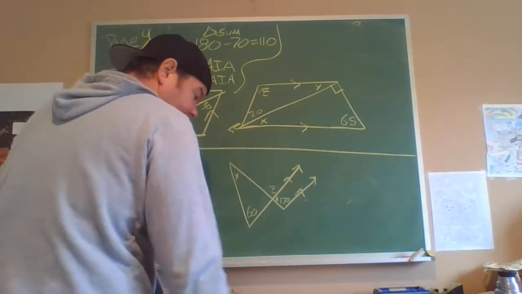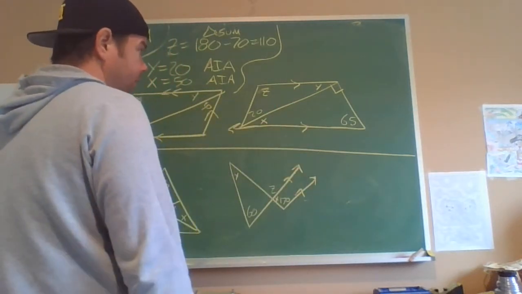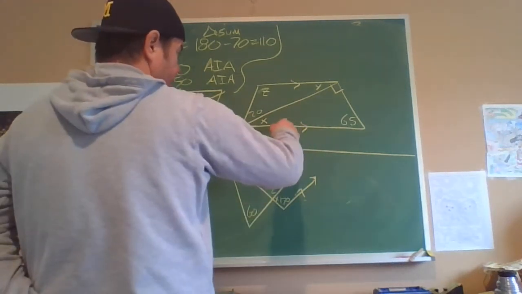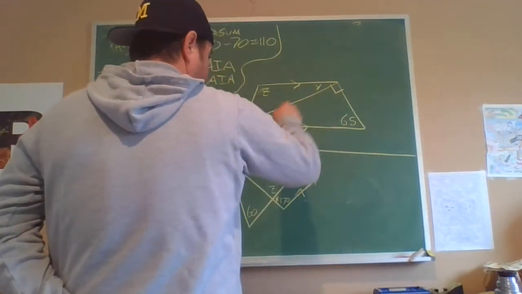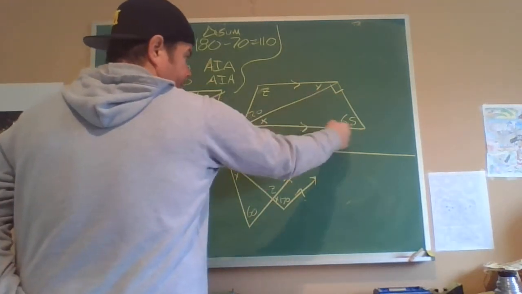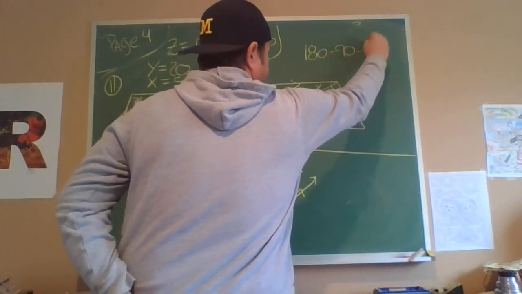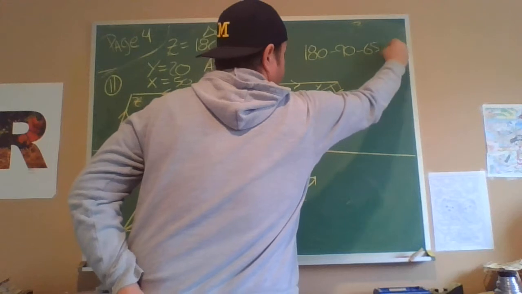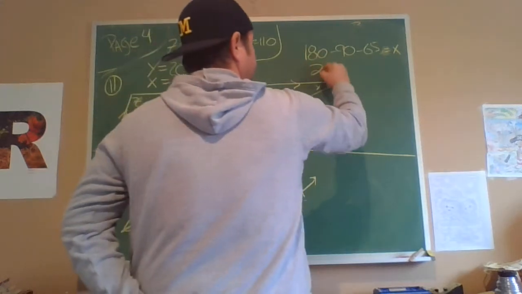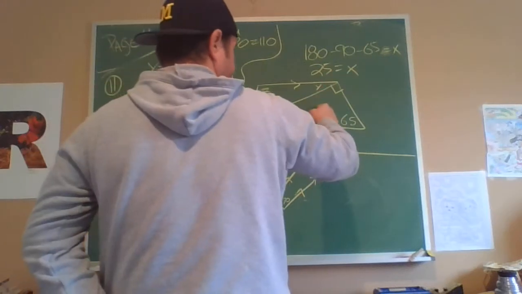The next part of question number 11, now we've got what looks like a trapezoid. We've got one pair of parallel sides here. Let's see, what do we know here? Well, we know that x and y are going to be the same because they're alternate interior angles, and x is a part of this right triangle down here. So 180 minus 90 minus 65 equals x. 90 minus 65 is 25. Is that right? Yes. X equals 25.